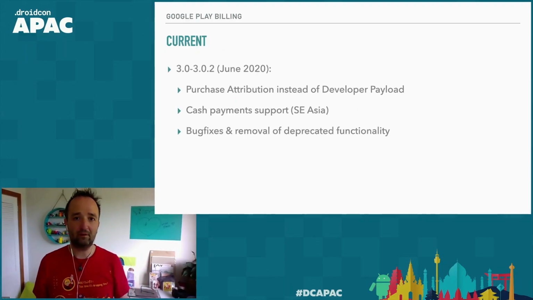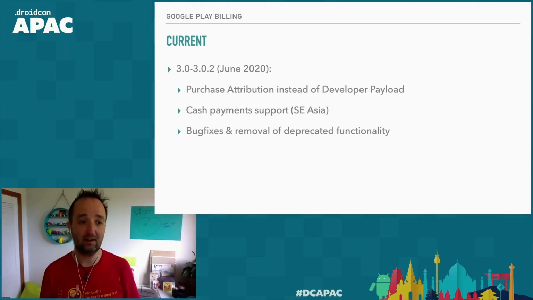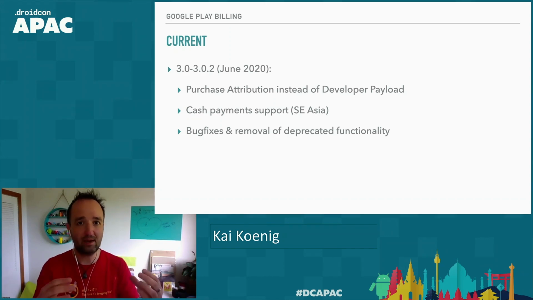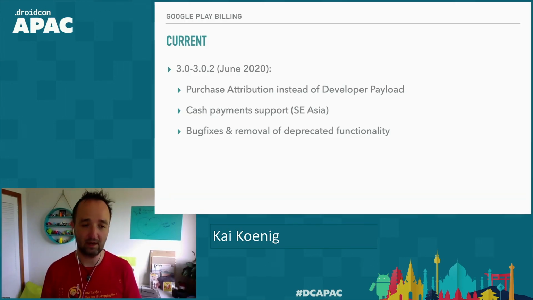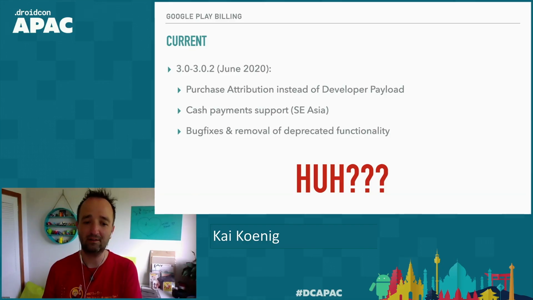The current release of the library, 3.0, had another new thing, which is purchase attribution instead of developer payload. It supports cash payments. That has to do with that pending payments concept I just mentioned a few moments ago. And it has a whole bunch of bug fixes and removal of deprecated functionality. The interesting thing is, looking at that list, you would not really think this is a major release, right? It's like, okay, that doesn't sound that great.